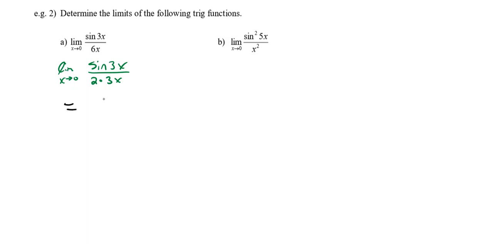Let's throw it in. Here, I'll write it a little different. Let's pull it out so you can see it. That'd be 1/2 times sine 3x over 3x. And that's 1. So this would just be equal to 1/2.